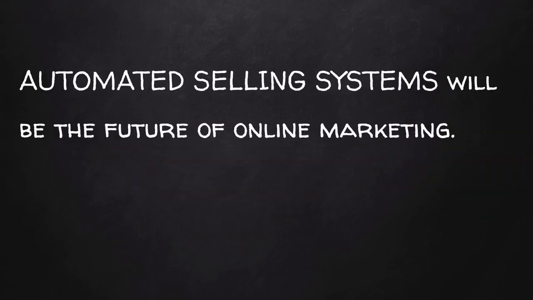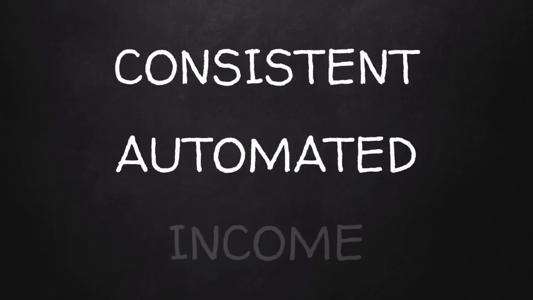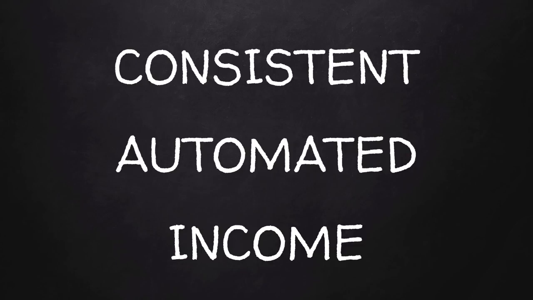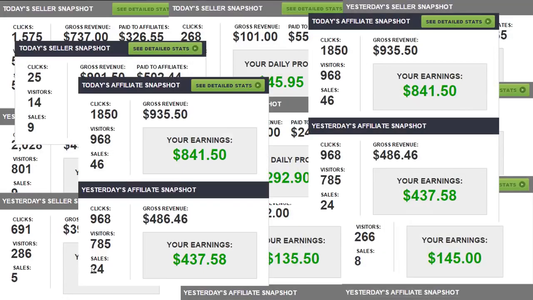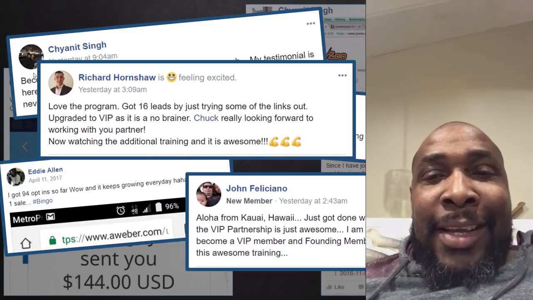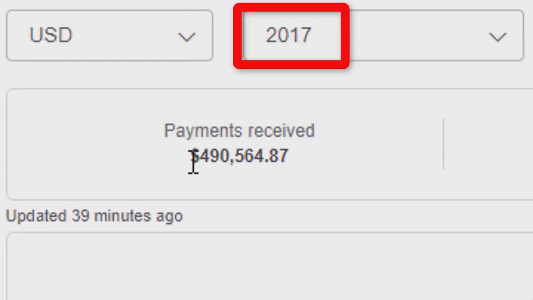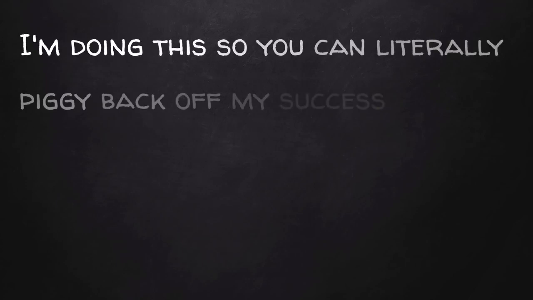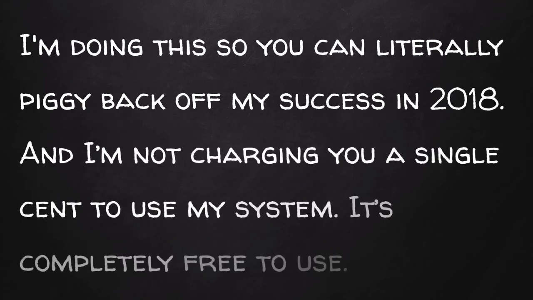I believe the automated selling system will be the future of online marketing. It just makes sense. This exact system that I'm about to build for you is making me consistent automated income year after year. It's not just a windfall gain. This is every single year without fail. This is why so many members love the Earn Easy Commissions program, because as a member, you get to clone my entire business. The exact same one that's making me more than $400,000 every single year without fail. I'm doing this so you can literally piggyback off my success in 2018. And I'm not charging you a single cent to use my system. It's completely free to use.